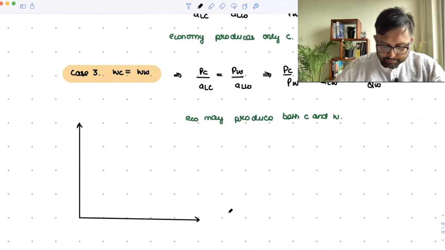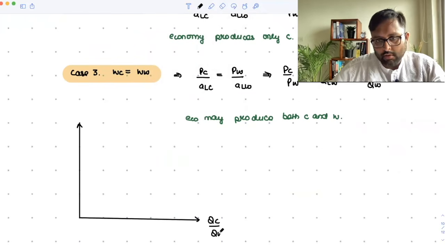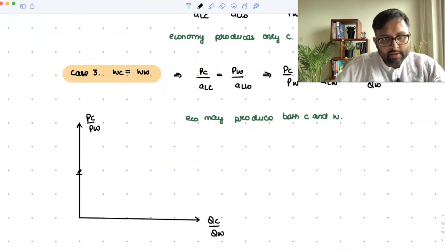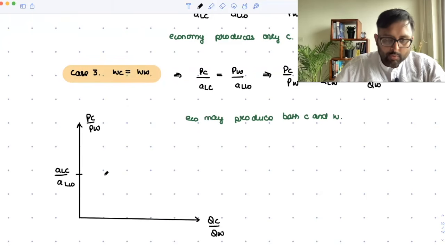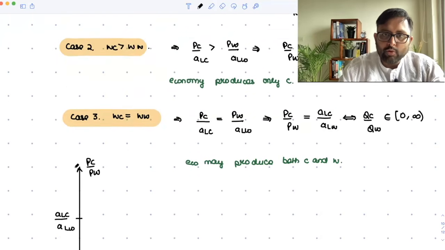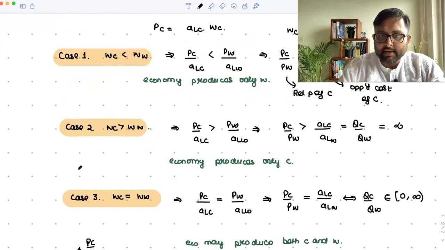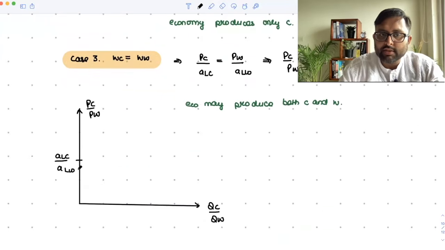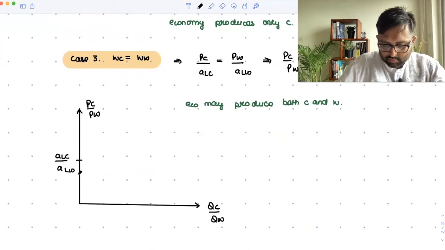So you have what? You have QC by QW on the x-axis. You have PC by PW on the y-axis. And you have ALC by ALW here, right? Well, if PC by PW is less than ALC by ALW, how much of QC by QW will you be producing? 0.